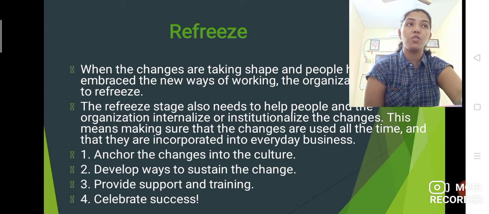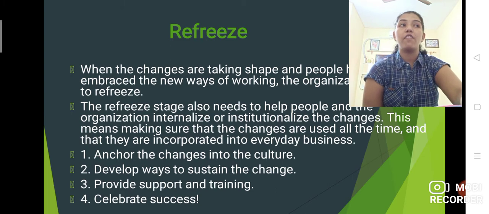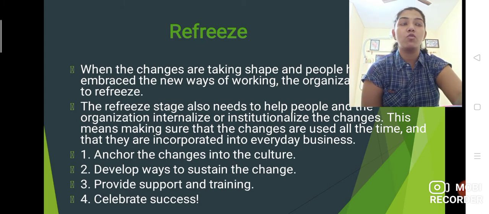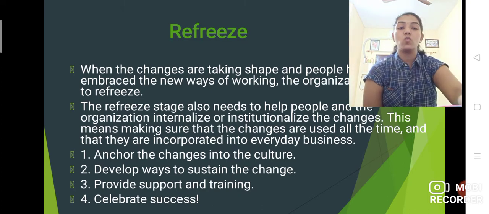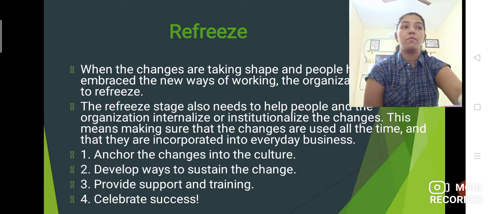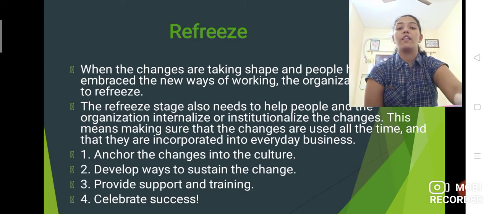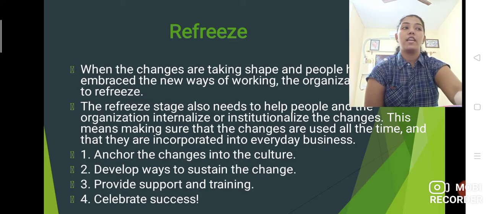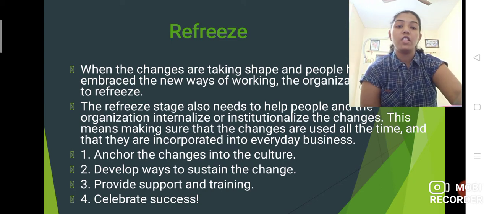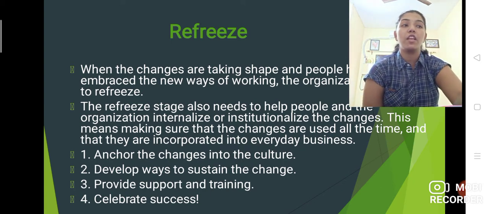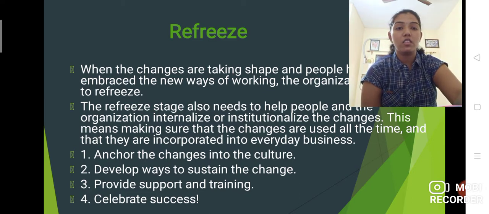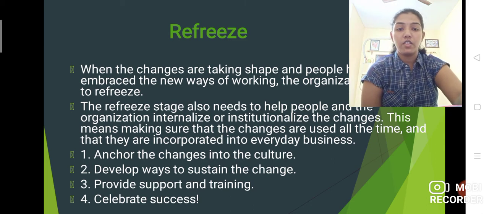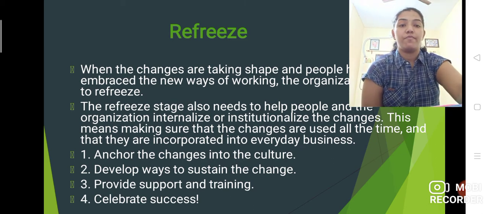So they are included first. Anchor the changes into the culture means what? Identify what supports the changes, identify barriers to sustaining changes. Second is develop ways to sustain the change. That means ensure leadership support, create a reward system, adapt the organizational structure as necessary, and establish a feedback system. Third one is provide support and training, keep everyone informed. And the next and last one is, through all these stages, the organization should celebrate the success.